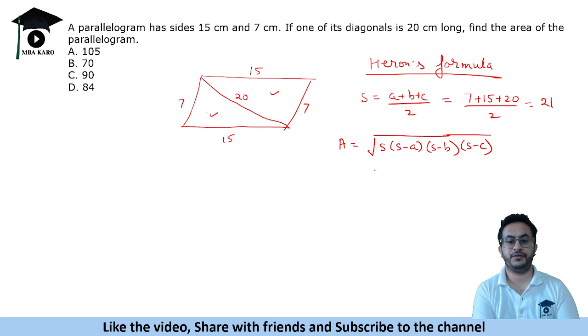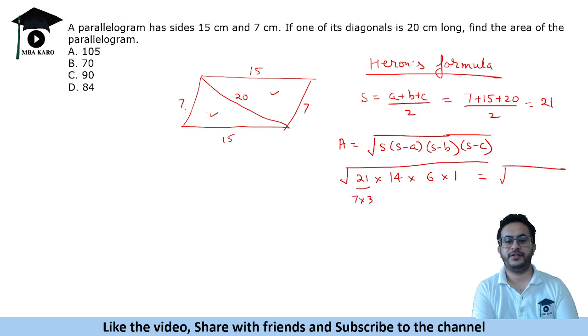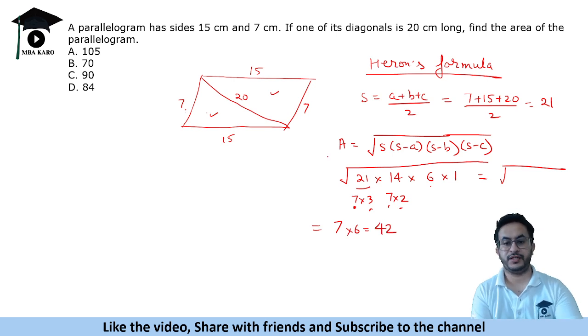So we will put the values here. So we will get 21 into, you take any of the sides, 14 into 6 into 1. So this is the area. Now we can take out 7 in this, so we can make it 7 into 3, 7 into 2, and 6. So 7 will come out, one pair. 3 into 2 is 6, so 7 into 6, which is 42. So the area of this triangle is 42.